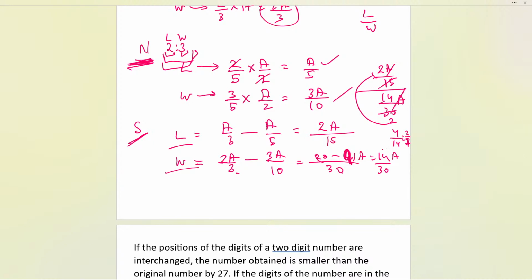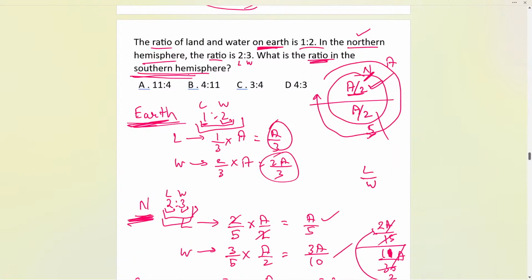In the LCM we made a little mistake. So it is 11 over here. 11 by 30 we are getting over here. And if it is 11 over here, it will be like this: 4 by 11. Oh, 4 by 11 is the final answer. This is the final answer, not this one. Okay, ignore this. So 4 by 11, we are getting B as the answer over here.